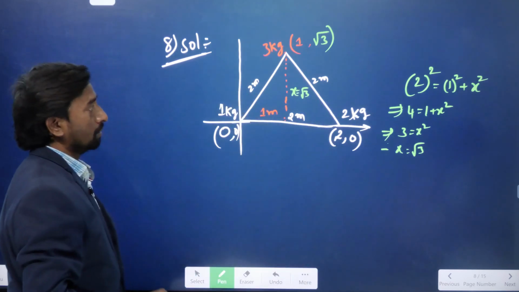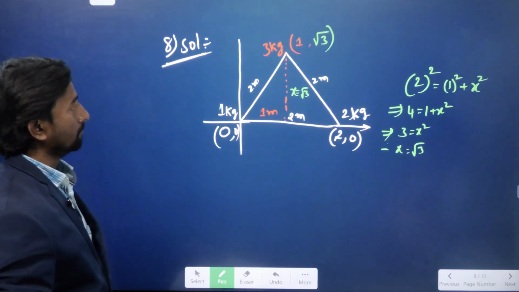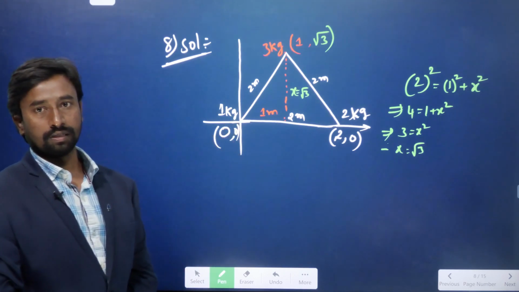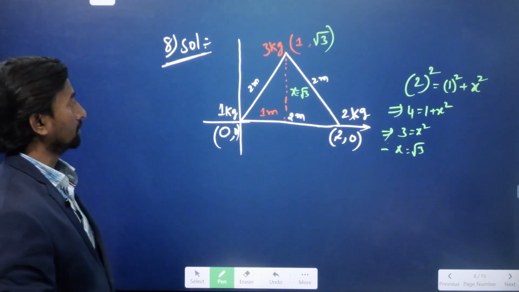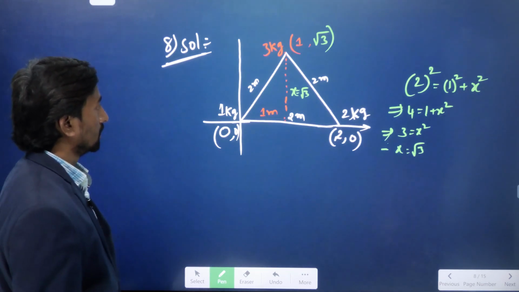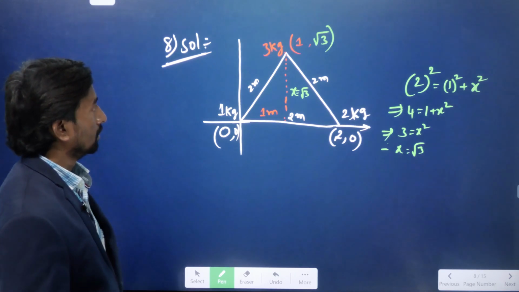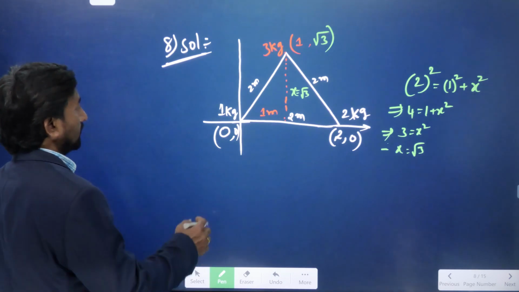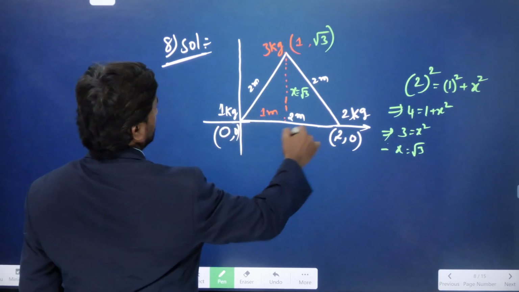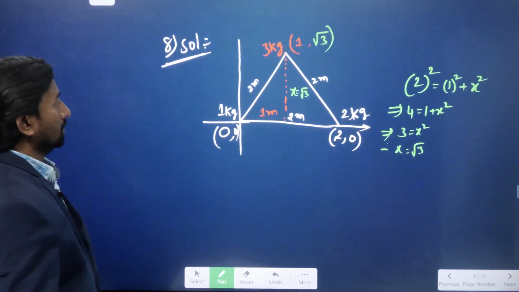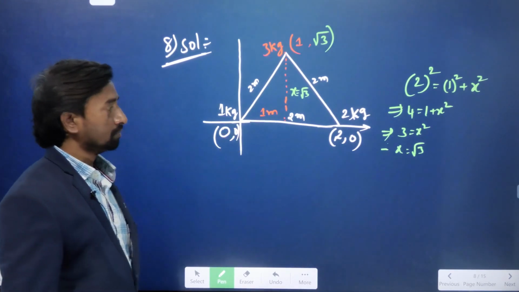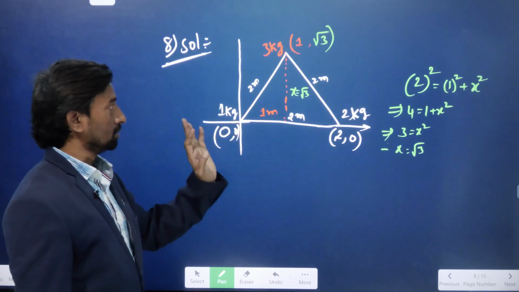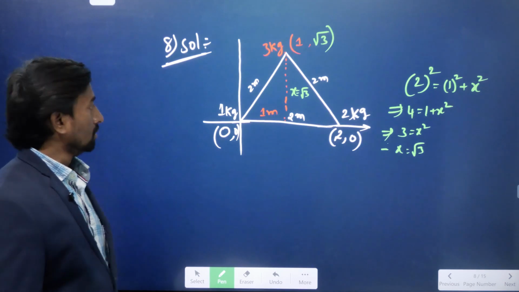Now we should find the center of mass from the 1 kg mass of the body. First we will find the center of mass of this system of three particles, then later we will find it from here. We will find it from the origin, from the 1 kg mass of the body. Okay, so we will see.